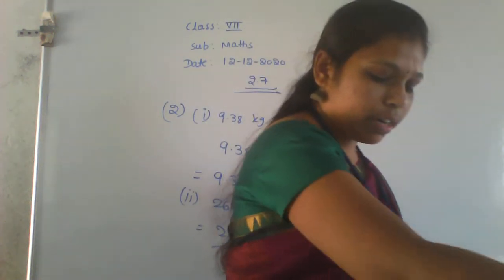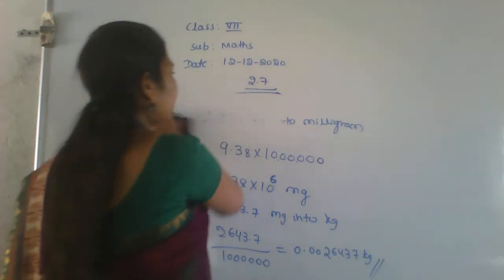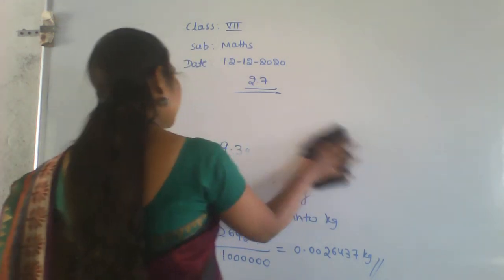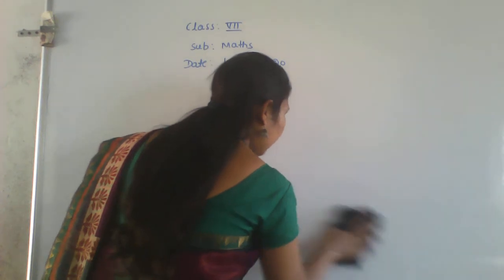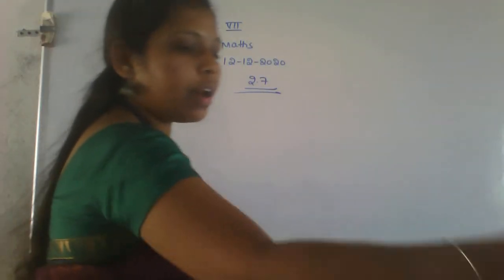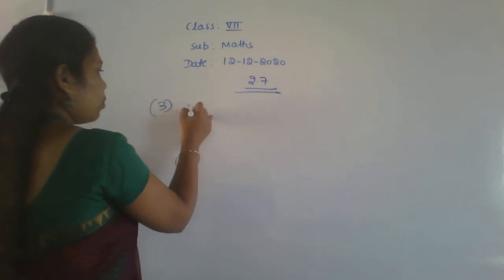Next, go for the third main. In second main, there are another two problems, do them yourself. Just by observing that working theory we can do all the problems. If it is bigger to smaller, then multiply. If it is smaller to bigger, then do the division. Okay.